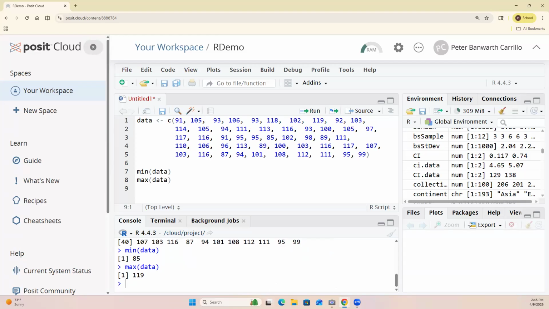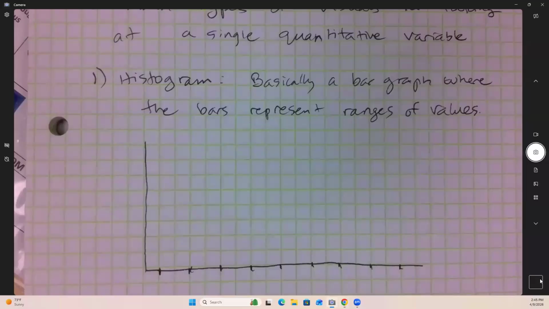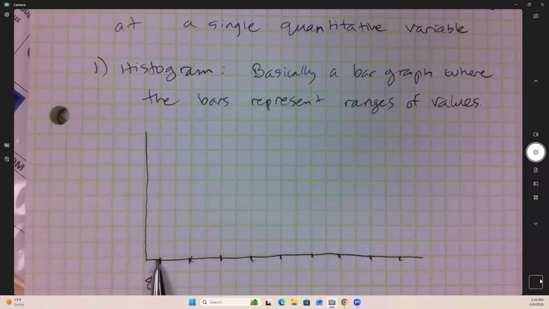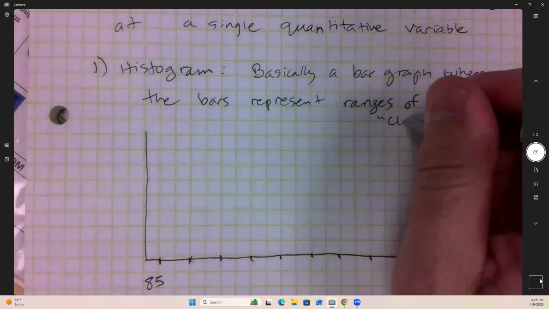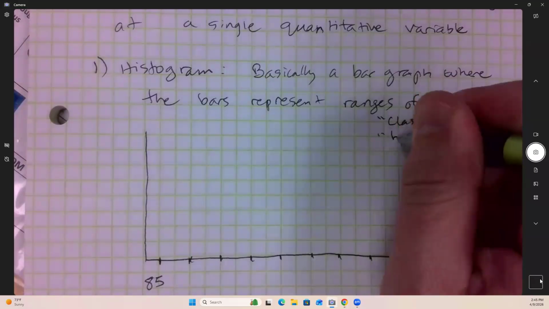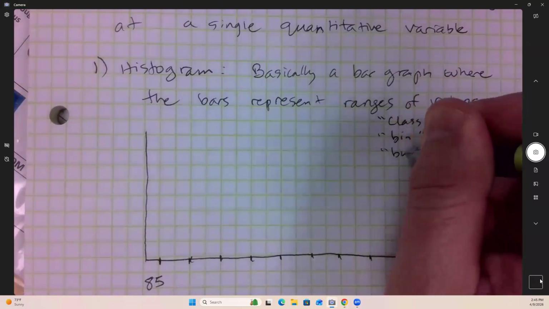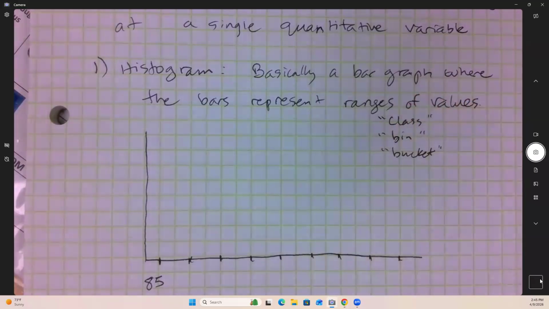So over here in our histogram, let's start at 85. Now we need to pick how wide each of these classes should be. The width of the range of values is called a class or a bin or a bucket. You'll see it in different ways. I think in this course, we use the word class.